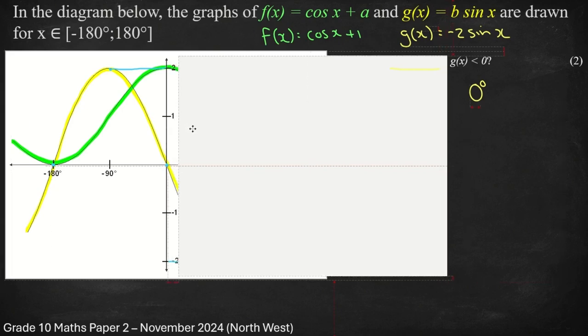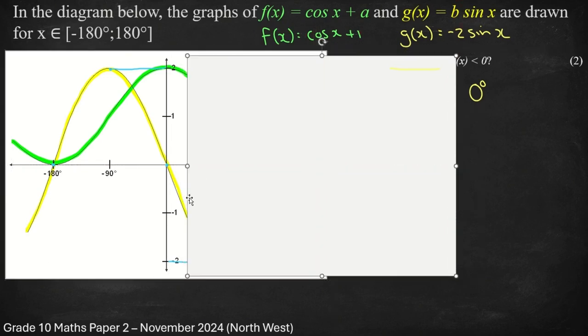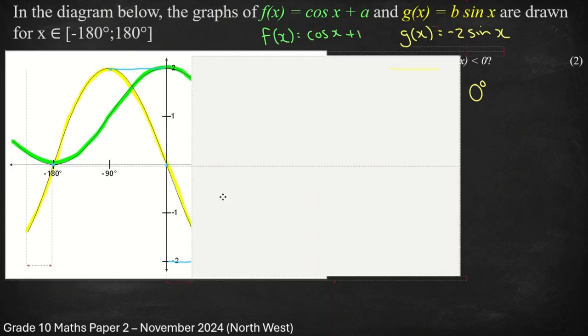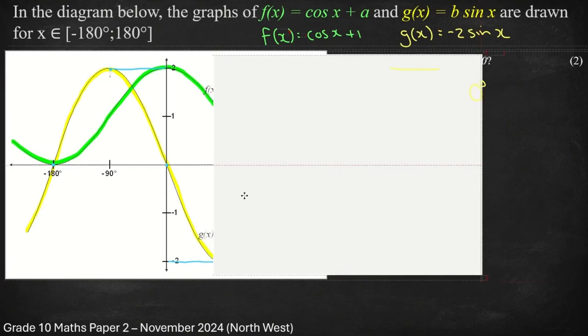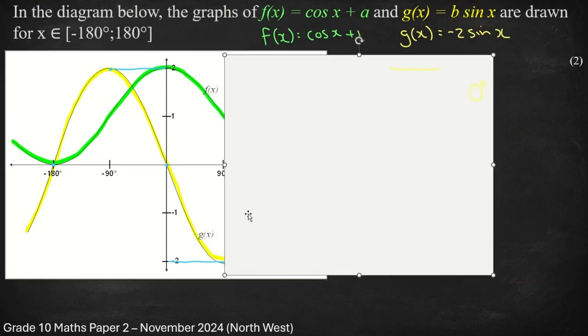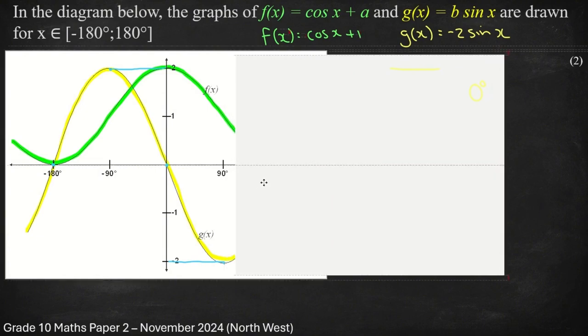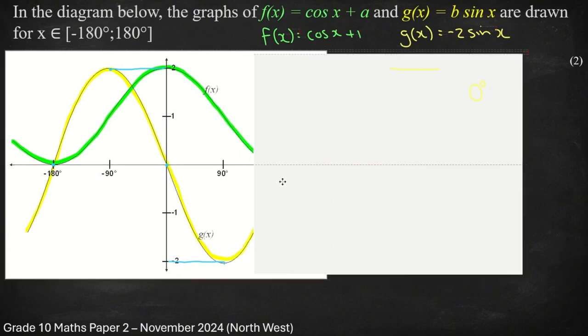Can you see that this yellow graph is now below 0? It's less than 0. At this point, it is actually negative 1 already. And it goes down, goes down, goes down. And here at 90 degrees, it is negative 2 already. Okay, so I'm still going to move this piece of paper because this graph is still less than 0.